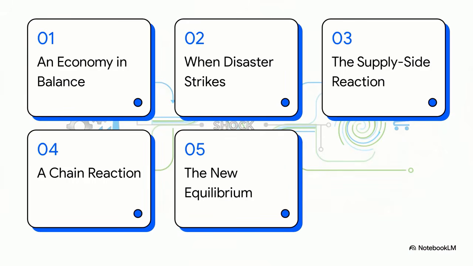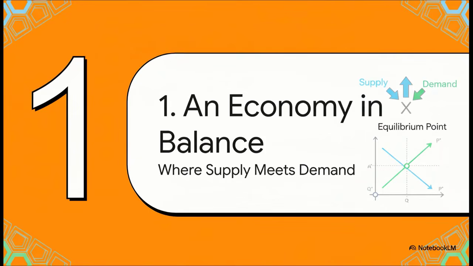So here's our game plan. We're going to follow 5 clear steps. First, we'll look at an economy that's in perfect balance. Then we're going to hit it with a shock and literally watch the dominoes fall, tracking the whole reaction step by step until we figure out what the new normal looks like. Okay, let's jump right in.